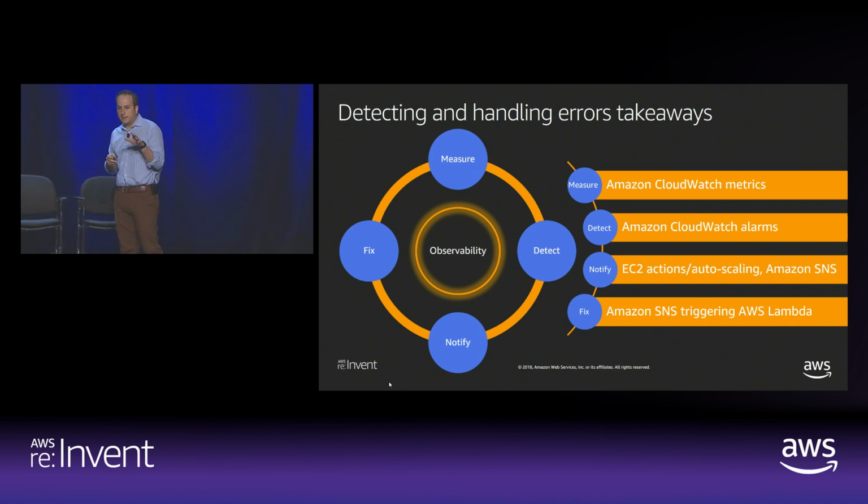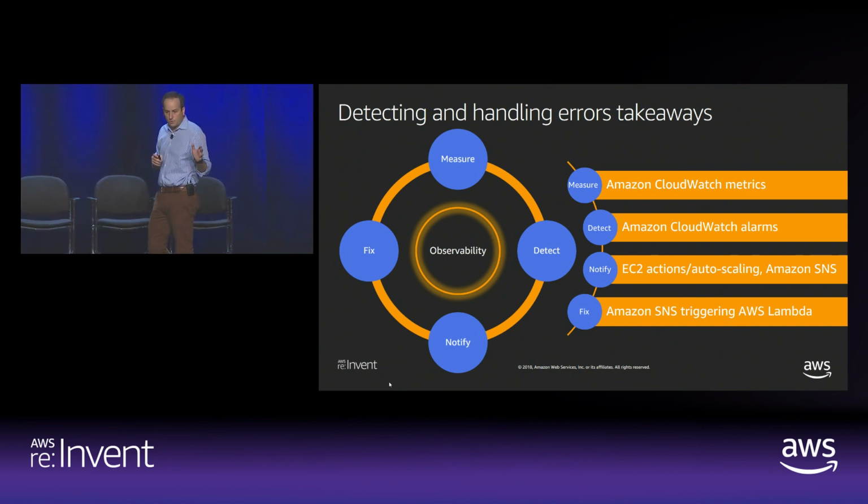So the key here, as you go in your journey for error detecting and handling, is that usually you're going to start with measure, detect, and notify, but try to go the extra mile to fix it automatically whenever it's possible. It's life-saving.